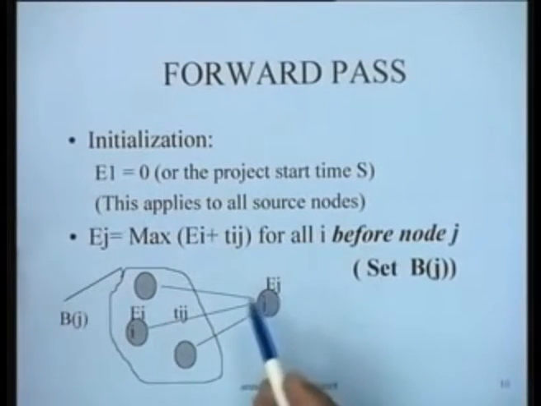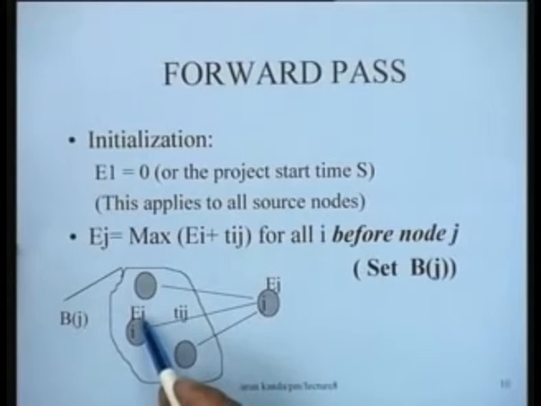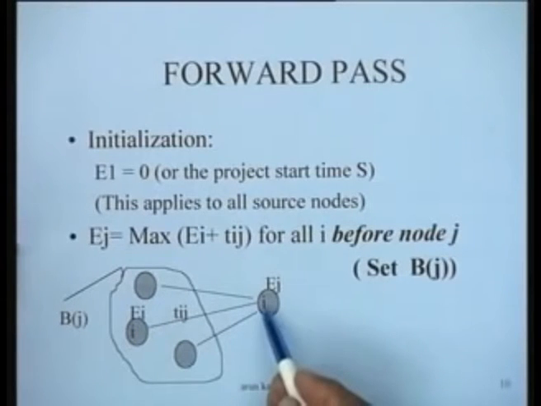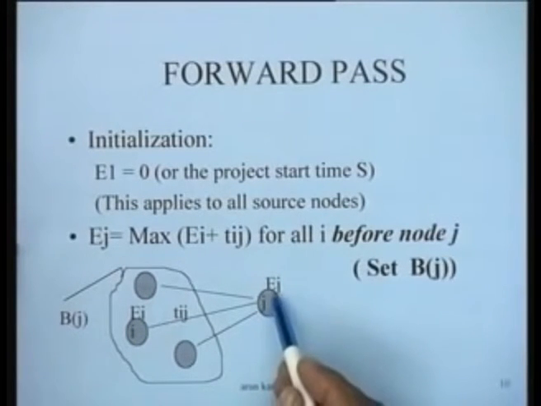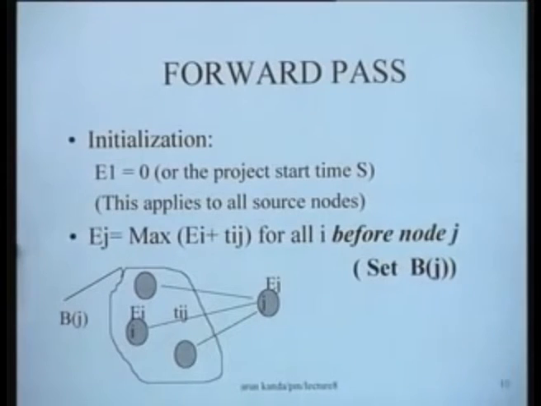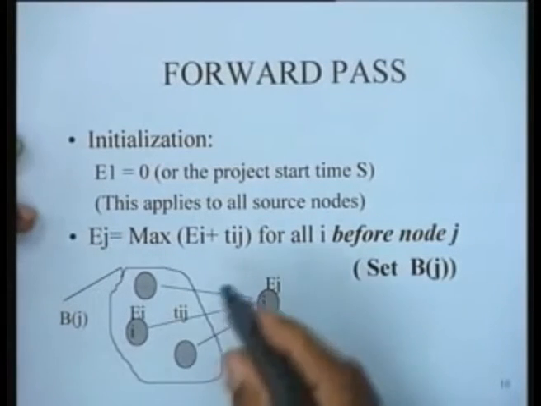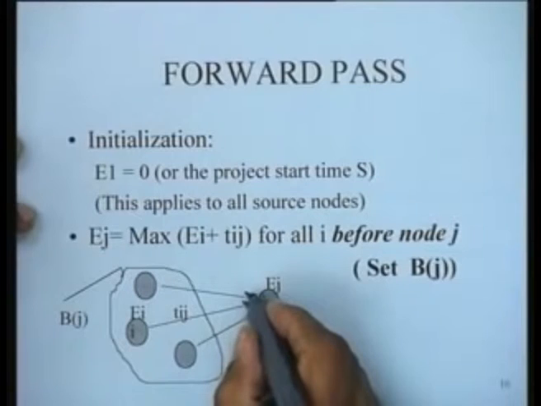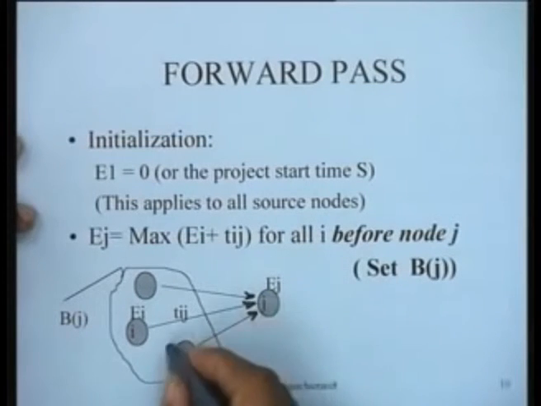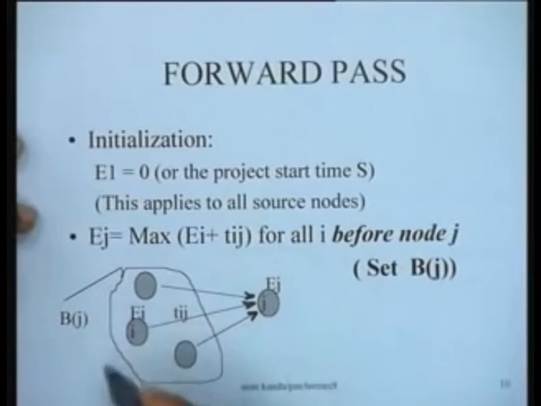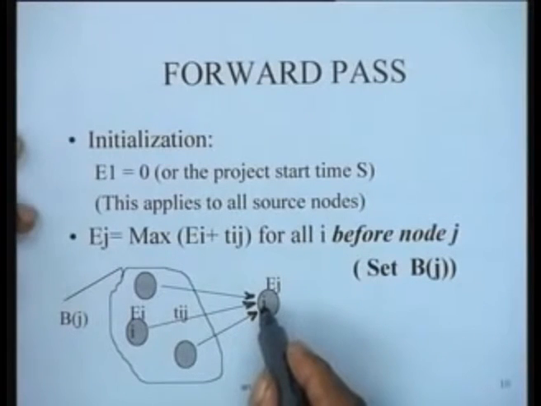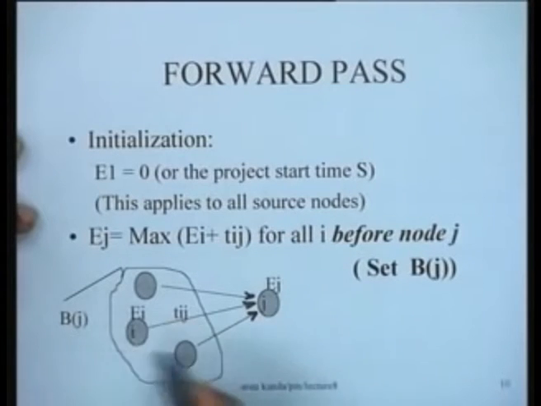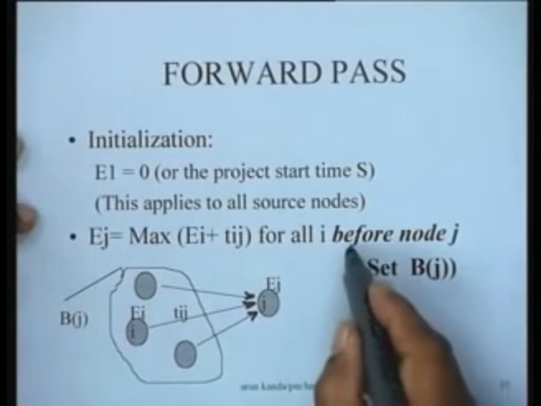We are actually interested in determining the earliest occurrence times of all the nodes. So if this is node i, which has an earliest occurrence time of e_i, and if this is node j, which has the earliest occurrence time of e_j, then we have all these arcs which culminate in node j. So this set of nodes are the immediate predecessor nodes of this particular node j. We call this set B_j, or the set of nodes before j.